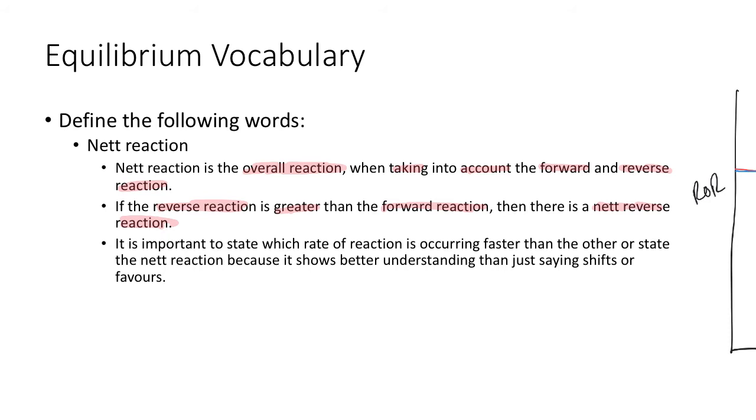It's important to state which rate of reaction is occurring faster than the other, not just say that it shifts to the left, because it shows a better understanding. Some people learn to say it shifts to the left or it shifts to the right without actually understanding which rate of reaction is going faster or what has happened to those rates of reaction. Let's have a look at an example.